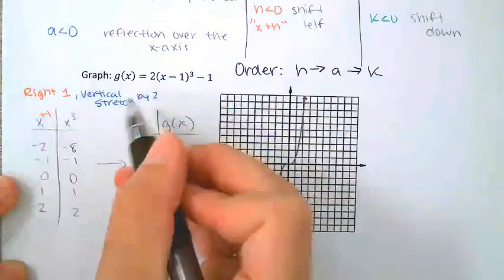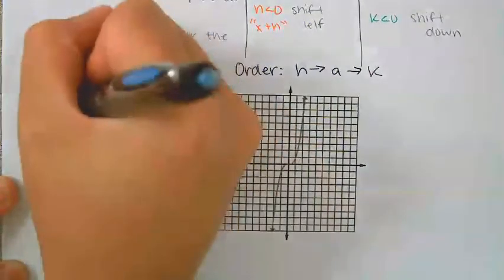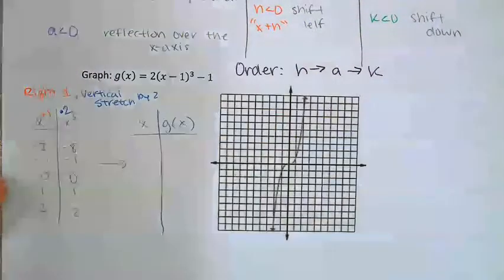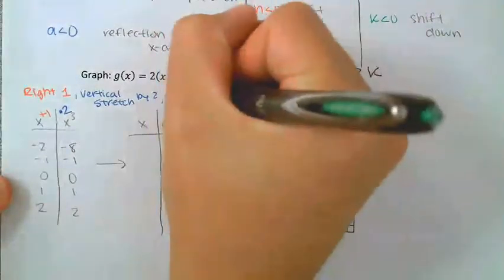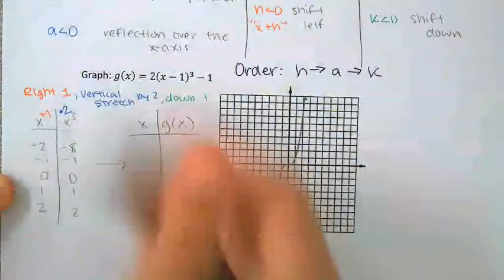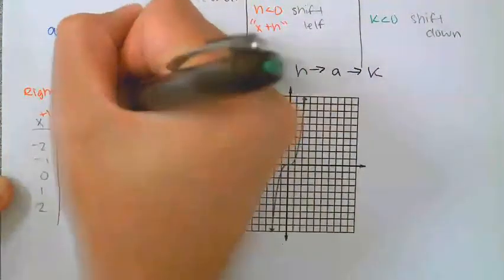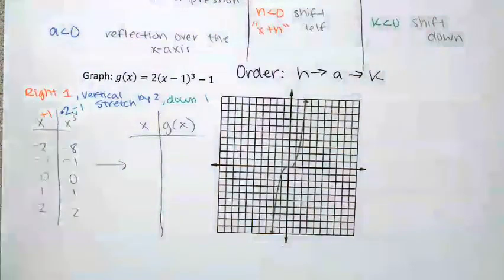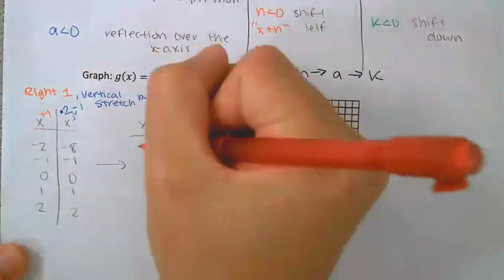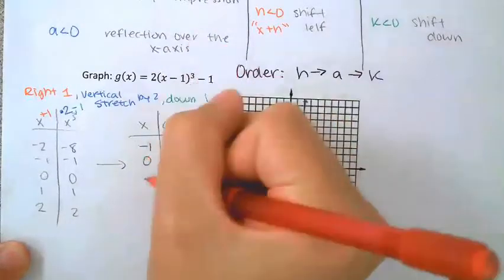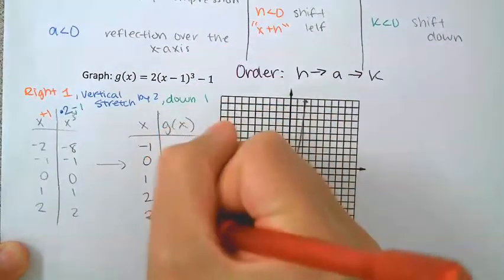So that means we're going to take all of our y values and multiply them by 2, and then our final transformation is we're going to move down 1 because of our k value. So we're first going to multiply all these values by 2 and then subtract 1. So here for our x values, we're adding 1. So this is -2 becomes -1, -1 becomes 0, 1, 2, 3.